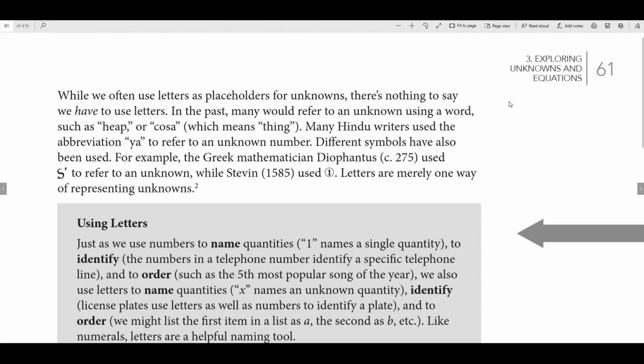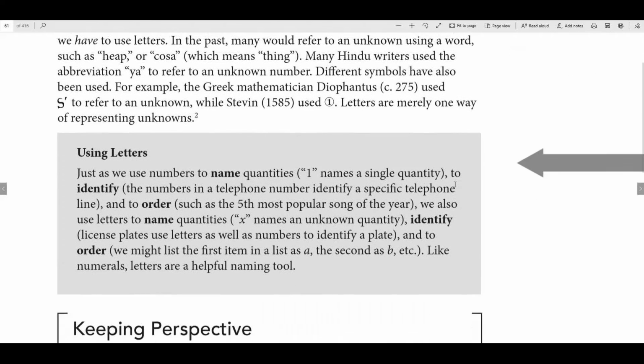Now, we often use letters as placeholders for unknowns. There's nothing to say we have to use letters. In the past, many would refer to an unknown using a word such as heap or cosa, which means things. I don't know if that's how you spell it, cosa maybe. Hindu writers use the abbreviation ya to refer to an unknown number. Different symbols have also been used. For example, the Greek mathematician Diophantus used this symbol, which looks like an S with an apostrophe, to refer to an unknown, while Stephen used this. Letters are just a way of representing unknowns. Okay, so let's read this box.